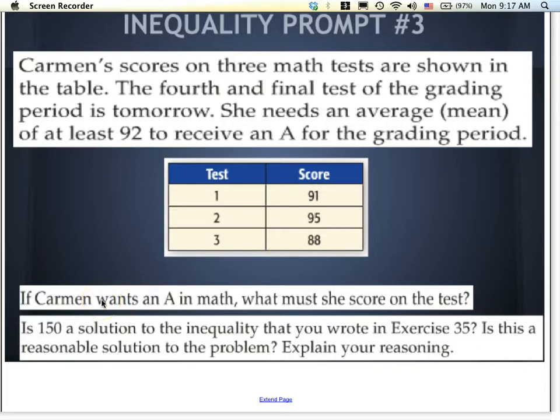The question to ask: if Carmen wants an A in math, in this case, she wants 92% as her final grade. What must she score on the last test? So that's the first one. And then the second question, we're actually going to go over later, but I'm just going to read it off right now. Is 150% a solution to the inequality that you wrote for this problem? Is this a reasonable solution to the problem? Explain your reasoning.